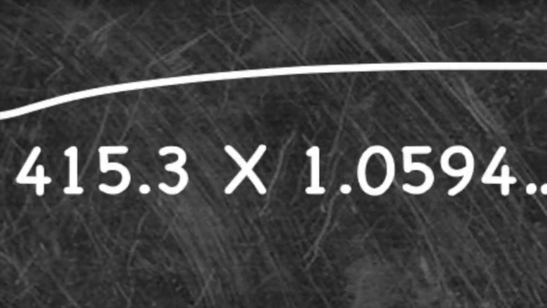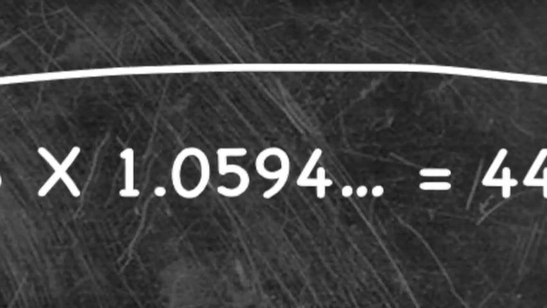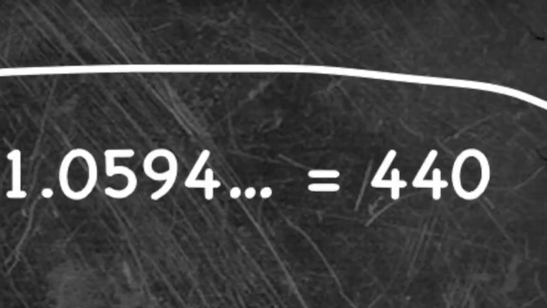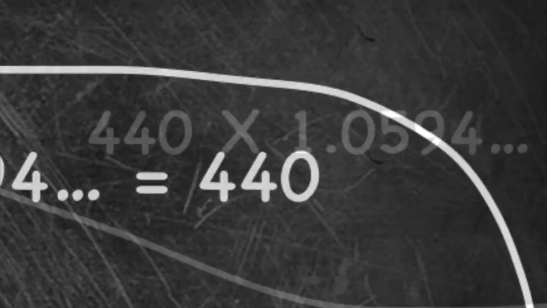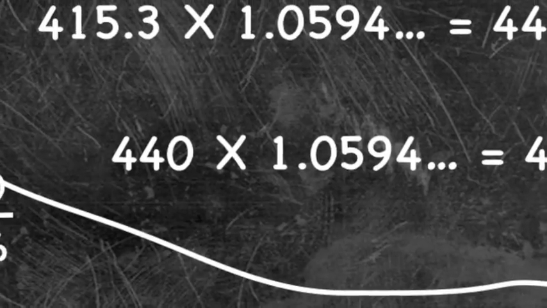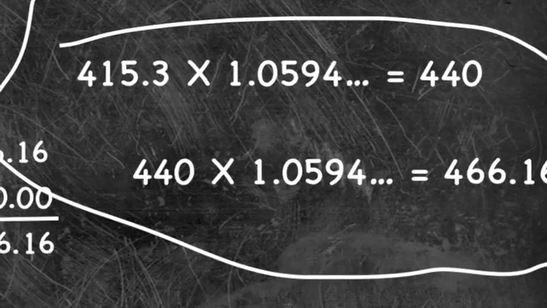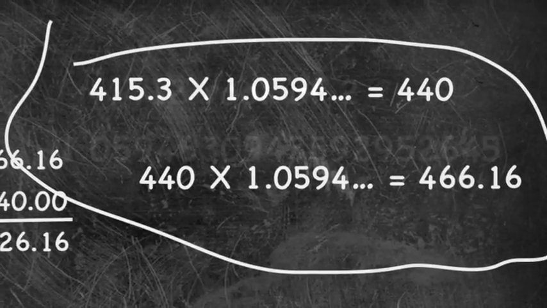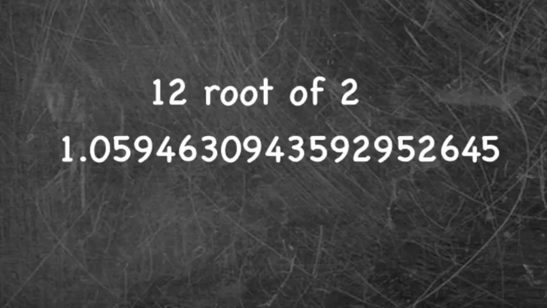But what it means in terms of music is that if we take the lowest pitch, 415.3, and multiply it by the 12th root of 2, we come up with 440 cycles per second, which then, if we multiply by the same irrational number, we come up with 466.16, which is the pitch for A sharp. The important thing to remember here is that the distance between any two notes that are one half step apart is going to be this relationship of the irrational number that is the 12th root of 2.